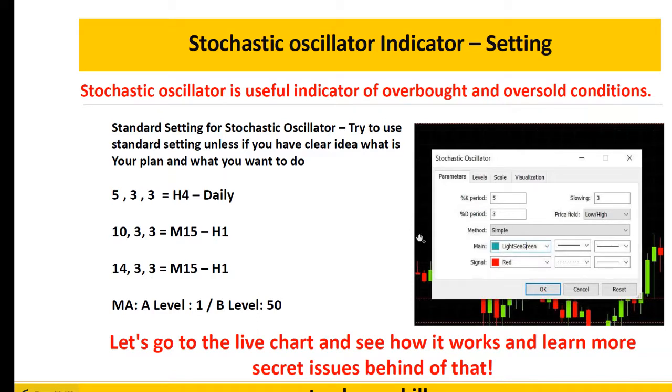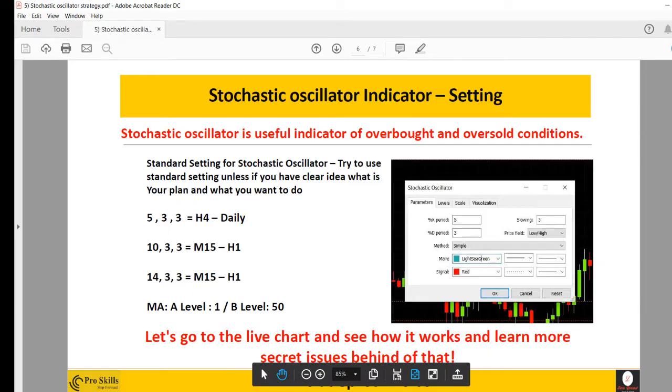So this is the setting of that. In this strategy we're going to teach you how you can use this indicator, I mean the stochastic oscillator, with the MA, moving average. For the moving average we also have two levels: level A, which I will show you how you can set, and level B, which is 50. So let's go to the live chart and see how we can use it.